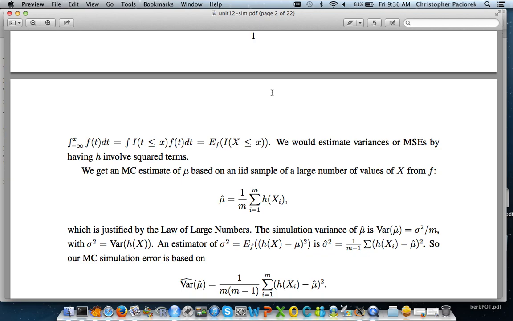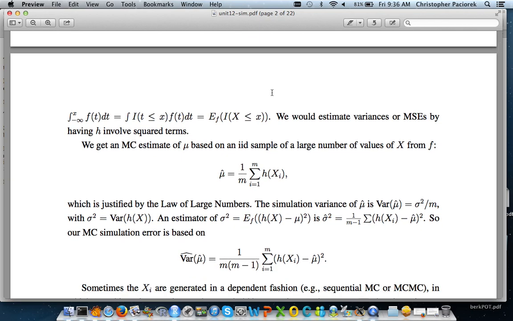Well, by the law of large numbers, this converges almost surely as long as I generate these x's independently of each other, although it holds in more generality as well. But the simple case is we're going to generate these x's to be independent data sets one from another. And this is just going to converge to the expected value of h of x. So that's basically the justification for Monte Carlo methods.